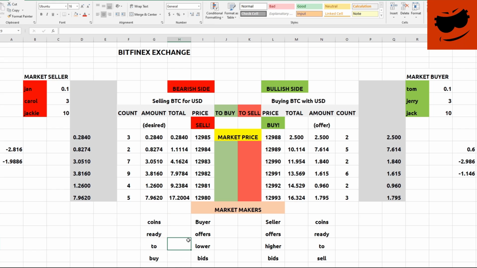So quick rundown on what all this other stuff is that is non-essential for the actual chart itself. This is just some maths I've got working in the background. This grey thing here: I've offered 3 people who want to sell, and I've offered 3 people who want to buy, and these particular characters are going to buy at the market price.